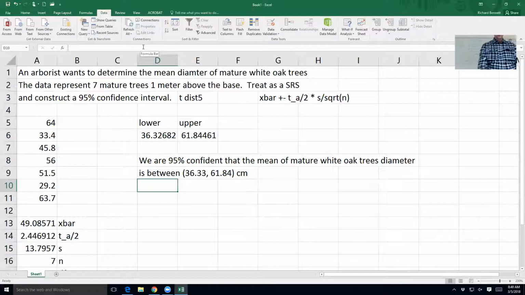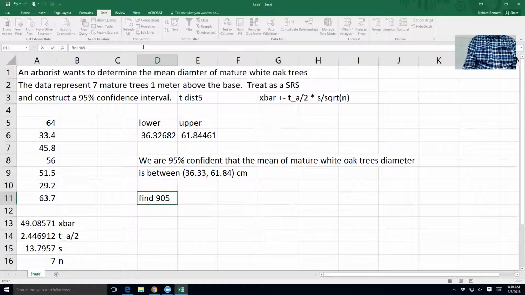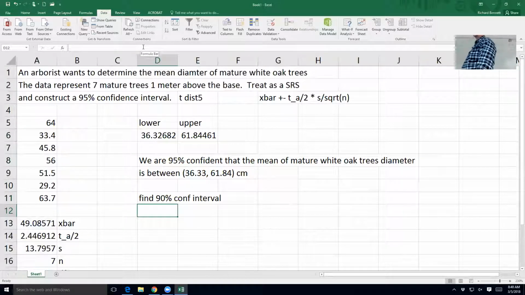All right. Now, let me ask you a question. What if I said find a 90% confidence interval? We'll do it with the chart. Now, my first question, before we do that, is my interval going to be bigger or smaller than the one I just found? Smaller, right? Because I'm becoming less confident. So that's going to make the margin of error bigger. Does that make sense? All right, this time we're going to use the chart.